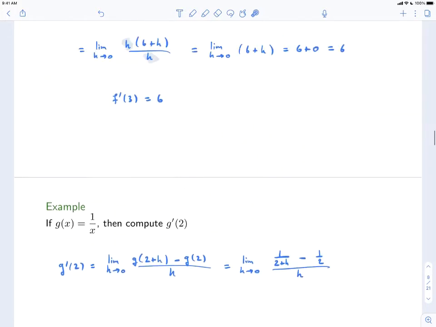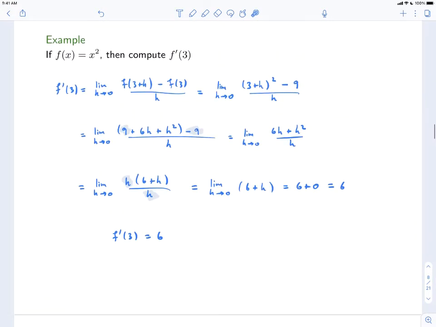So if we go backwards, we started off with a 3 plus h quantity squared minus 9 over h. And again, if you just simply plug in h equals 0, the h goes away in the numerator and you have 3 squared, which is 9, minus 9, which is 0, divided by 0, so you have 0 over 0. But if you have a 0 in the numerator, when h goes to 0, that means that somewhere buried in there, there's a factor of h. You just have to figure out where it is. You figure out where the factor of h is, factor it out, and then it cancels with the h in the denominator. And then you can just substitute in h equals 0.